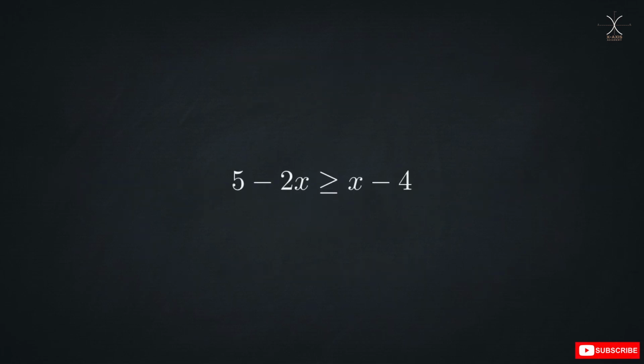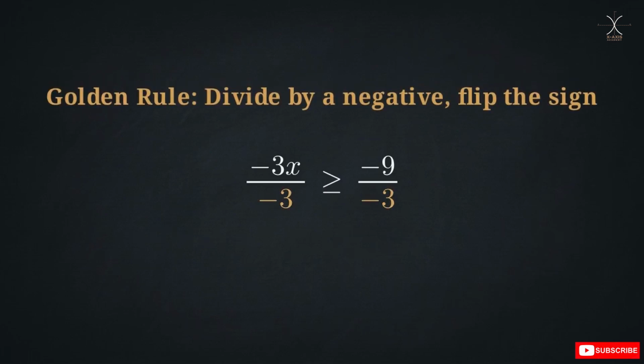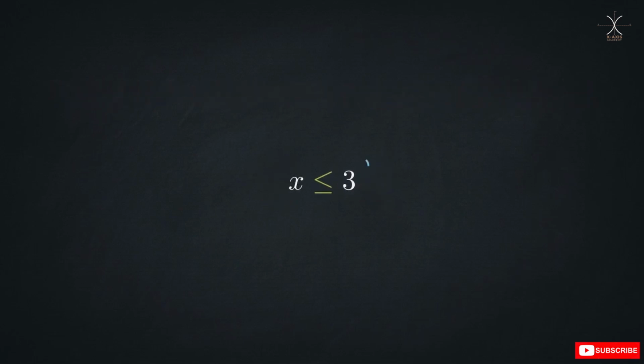Let's apply this to a linear inequation. 5 minus 2x is greater than or equal to x minus 4. Using standard rules of transposition, we move x terms left and constants right. Simplifying gives -3x is greater than or equal to -9. To isolate x, we divide by -3. Before we do, predict what happens to our sign based on the golden rule. Because we divide by a negative number, the sign flips entirely, leaving x is less than or equal to 3.